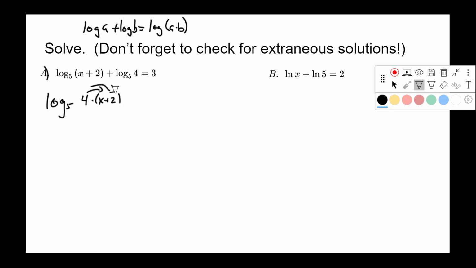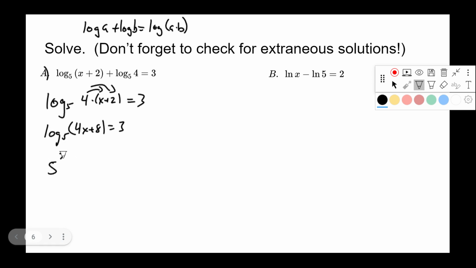We can distribute that 4. It's going to equal 3. So that's log of (4x plus 8) base 5 equals 3. So now we end up with a log on the left side, no log on the right side. So we have one log. It's isolated. So now we're going to switch the form.